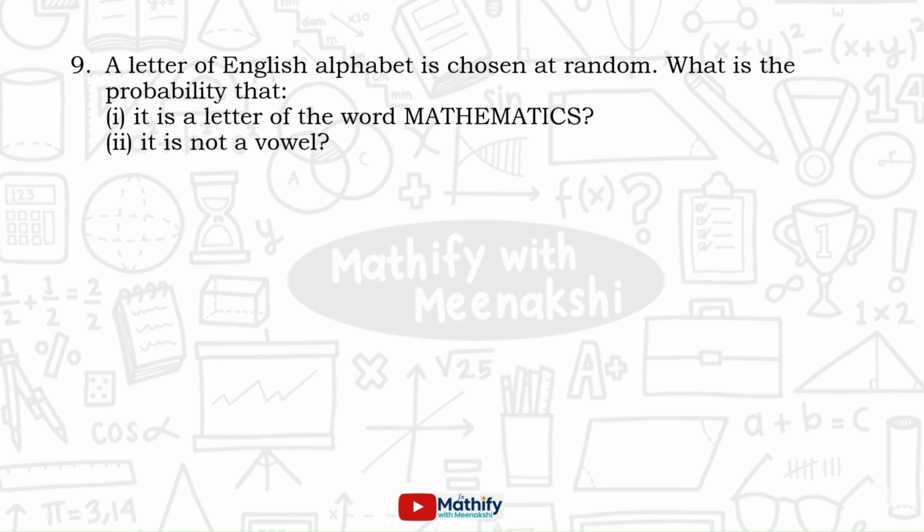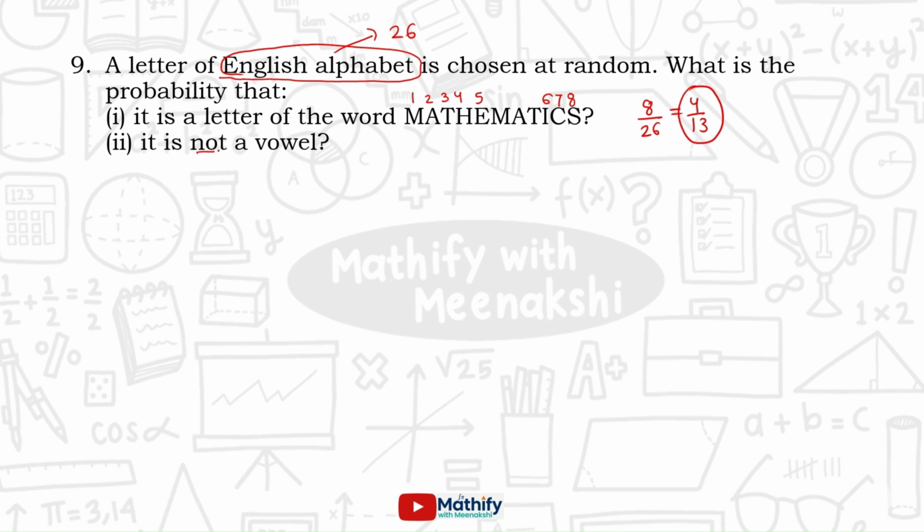A letter of English alphabet is chosen at random. Now here they said English alphabet. So total you will take 26. What is the probability that it is a letter of the word mathematics? So we'll count one letter only one time. So 1, 2, 3, 4, 5. M is already counted. A also, T also. We'll write 6, 7, and 8. So answer is 8 by 26. You can solve it further. That is 4 by 13. Okay, so we can select 8 alphabets out of 26 to get the word mathematics.